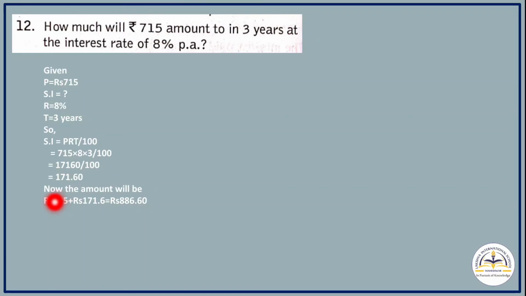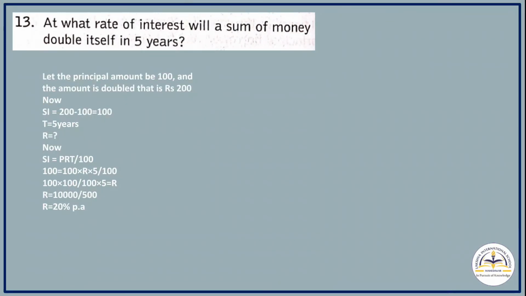171.60. Now the amount will be, you have to add both the values to calculate the total amount of simple interest. That will be 715 plus rupees 171.6. You will get the answer, that is 886.60.